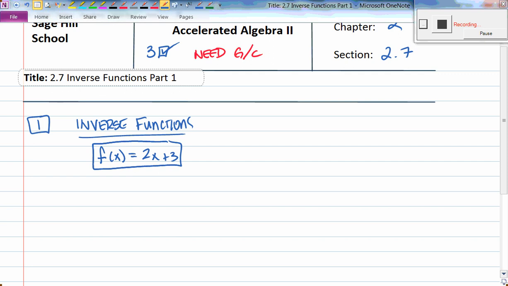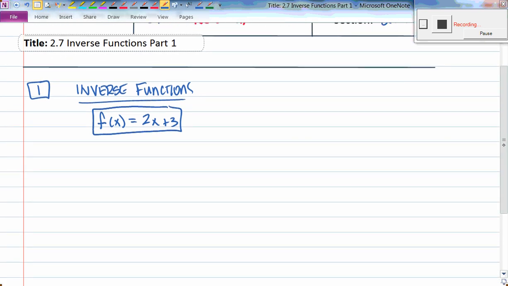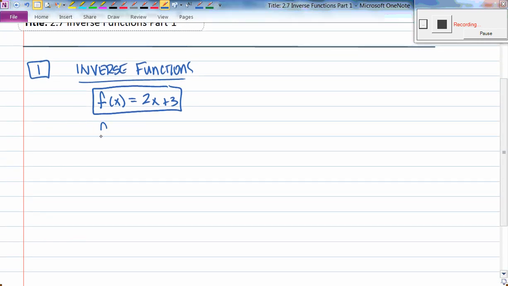And for this function, let's come up with a couple of inputs and outputs. If I asked you what's f of 1, you'd get 5, right? Because you'd have 2 times 1 plus 3, and that would give us 5. So the input would be 1, the output would be 5. So (1, 5) is on the graph of the line f of x equals 2x plus 3.